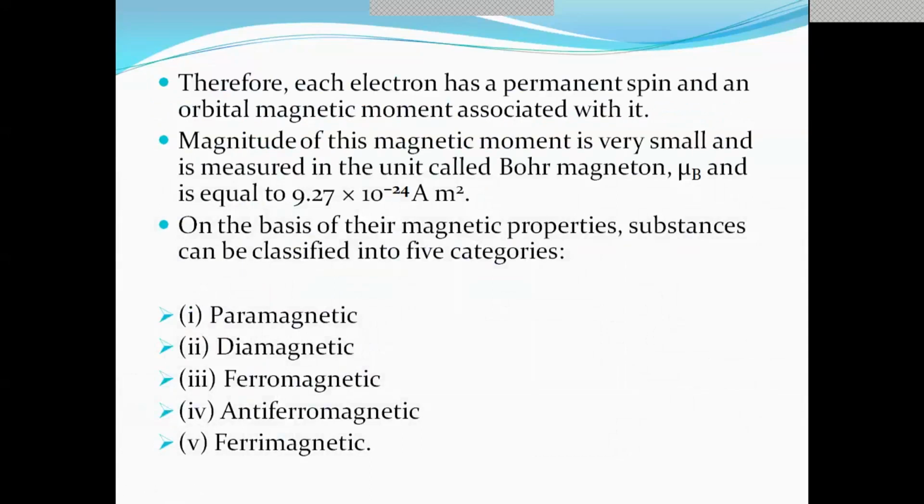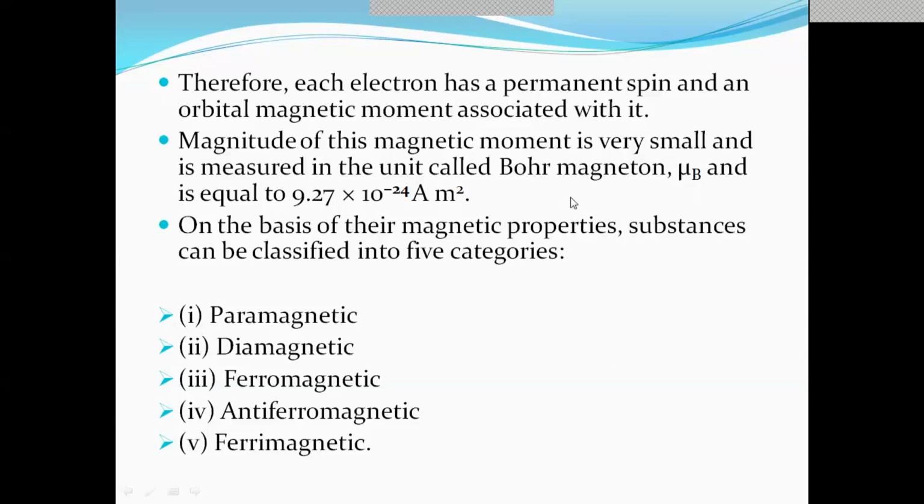Therefore, each electron has a permanent spin and an orbital magnetic moment associated with it. This electron itself is a very minute particle, and its motion about its nucleus is also comparatively small. Therefore, the magnitude of magnetic moment is very, very small. So usually magnetic moments are measured in terms of Bohr magneton.